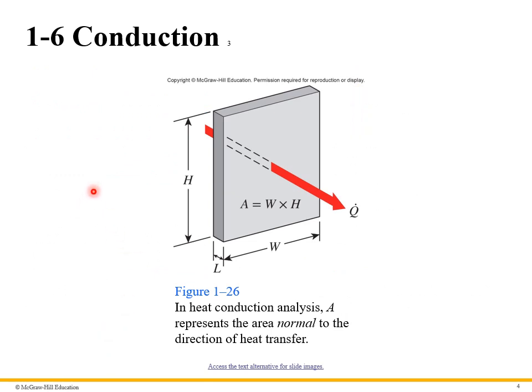So here's an analysis of heat conduction. A represents what's known as the cross-sectional area. It's the area normal to the direction of the heat flow. So for the wall, it's just the height times the width.